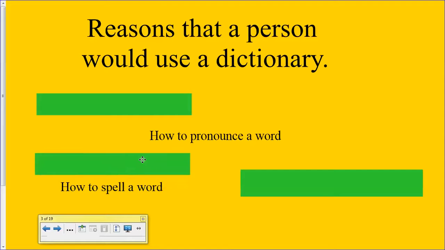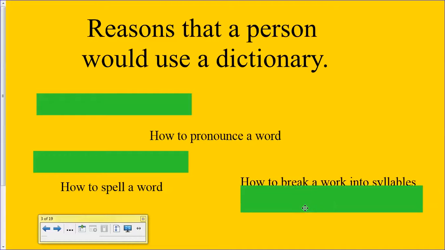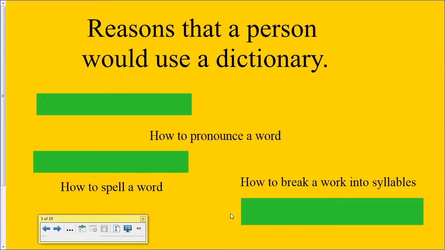You might want to find out how you spell a word, and how you could also break the word into syllables in case you wanted to know how many syllables a word has.